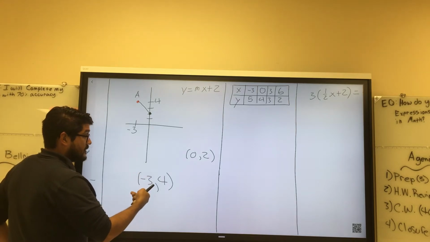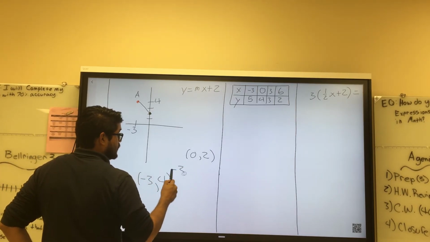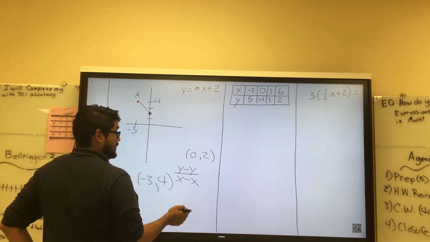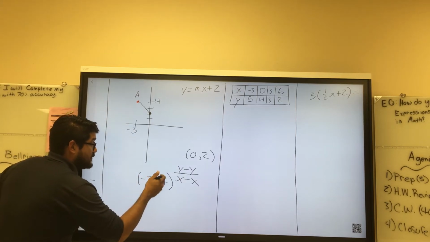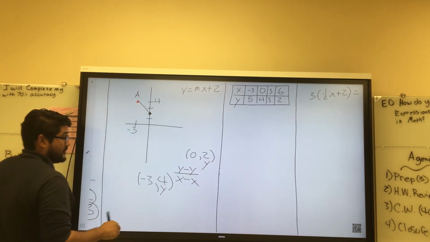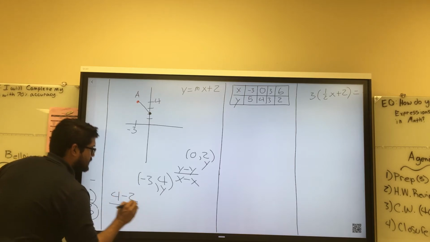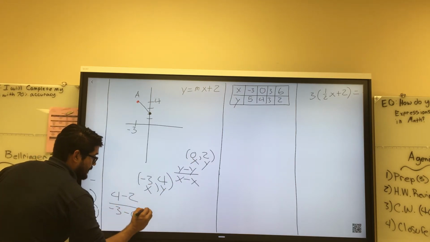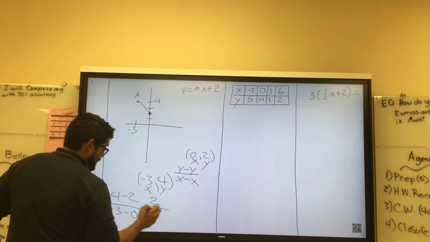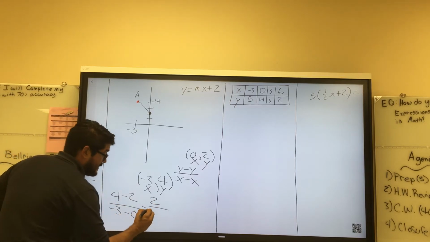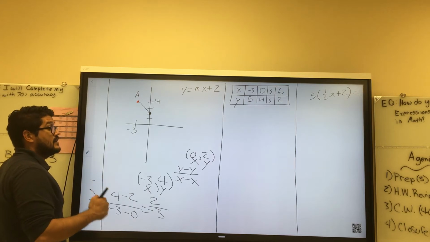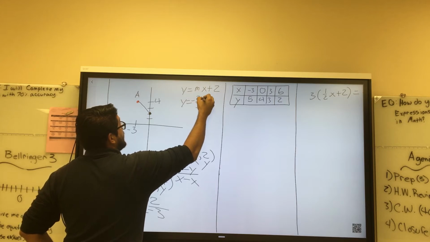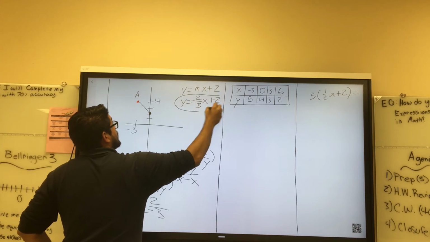Okay, so we'll start with this one. This is -3. So remember, the formula is y minus y divided by x minus x. Okay, so let's choose this one. So we'll do the y's first. So this y minus this y. So 4 minus 2 divided by this x minus this x, and -3 minus 0. So 4 minus 2 gives me 2, and -3 minus 0 gives me -3. One of them is negative. So the slope is -2 over 3x. And that's the entire formula right there.